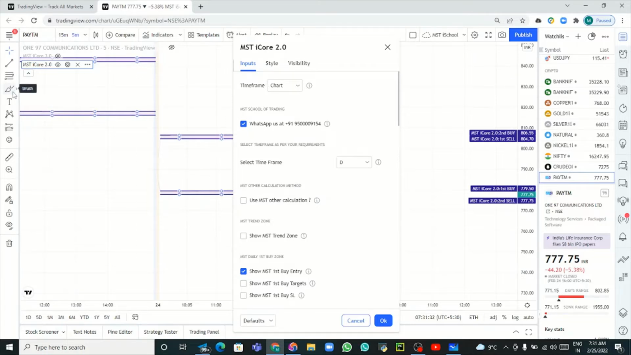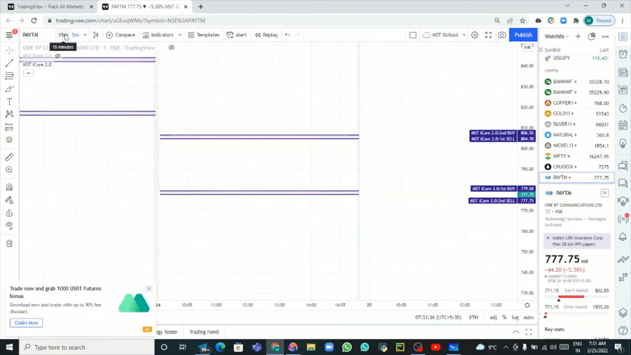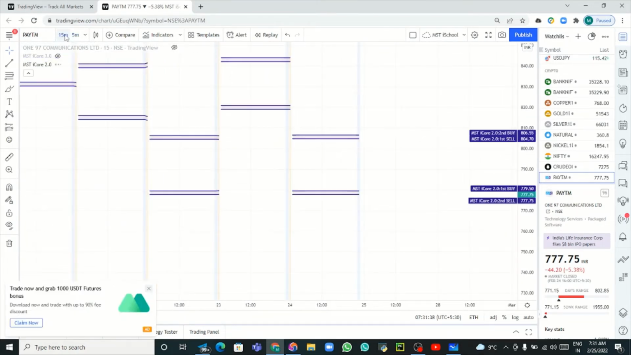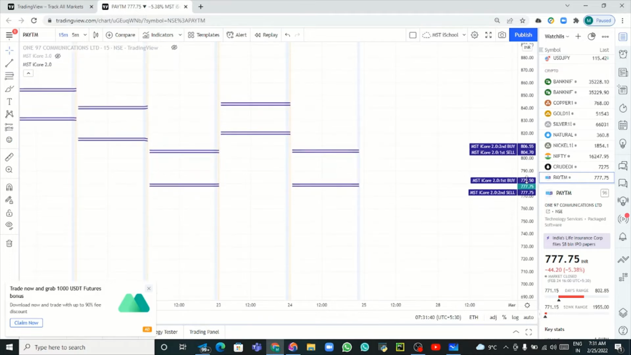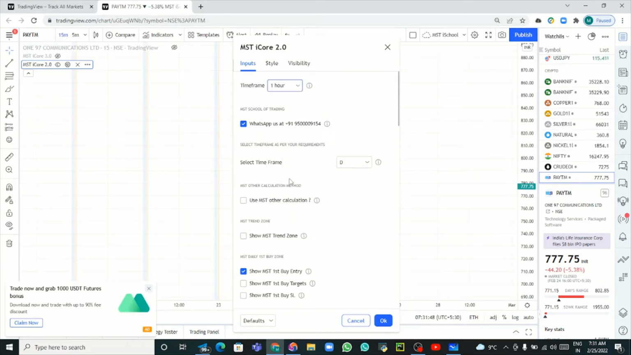Chart time frame means, suppose in chart you have kept 15 minutes time frame, but in the indicator you want to see what is the level in the 1 hour time frame. What is the level in the 1 hour time frame? Now the chart will show you 1 hour time frame only, but you will be seeing the candlestick of the 15 minutes whatever you kept.